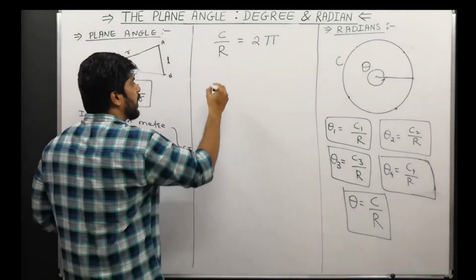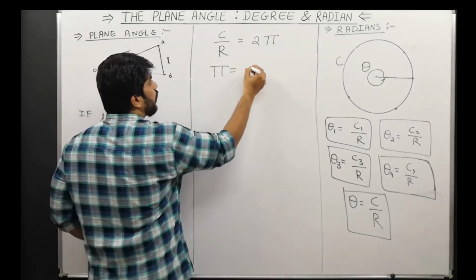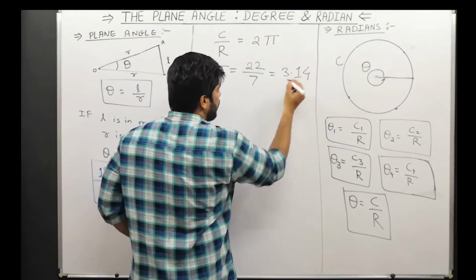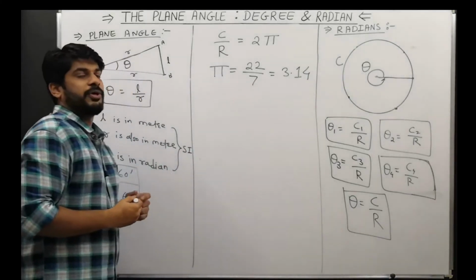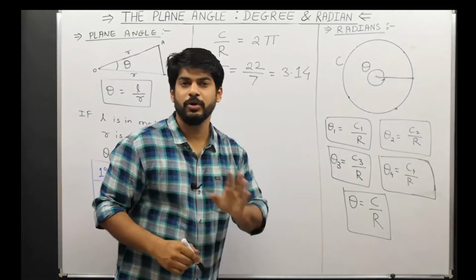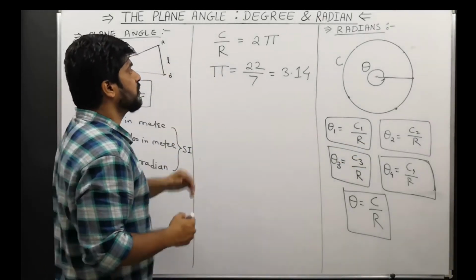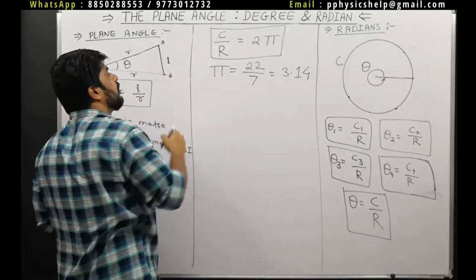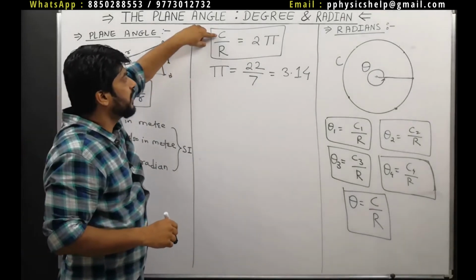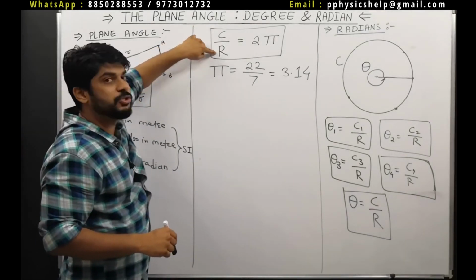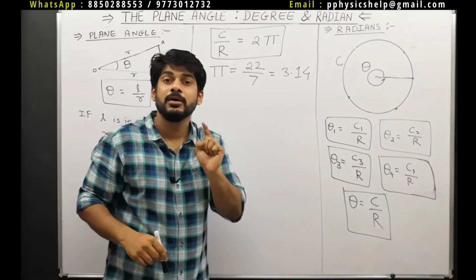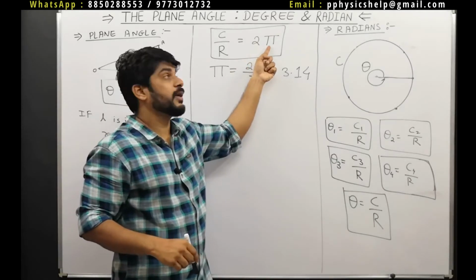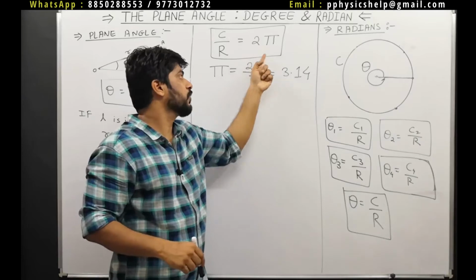Okay, 2 pi. Now what is pi? Pi is a constant that these people found out to be equal to 22 by 7 or 3.14. This is a never ending number actually, it never ends, but we have taken it as 3.14. So this is what these people found out: whenever you divide the circumference with the radius of the circle, you always get 2 pi, or 2 times 3.14, 2 times 22 by 7.